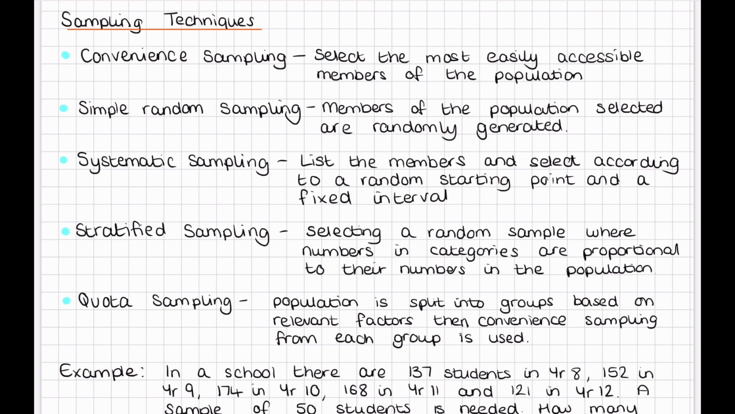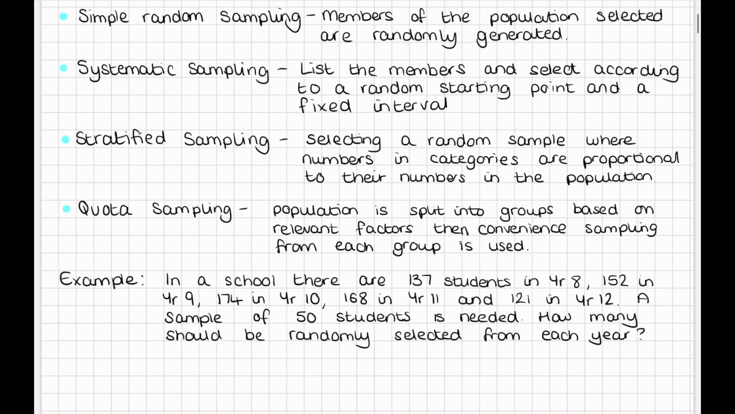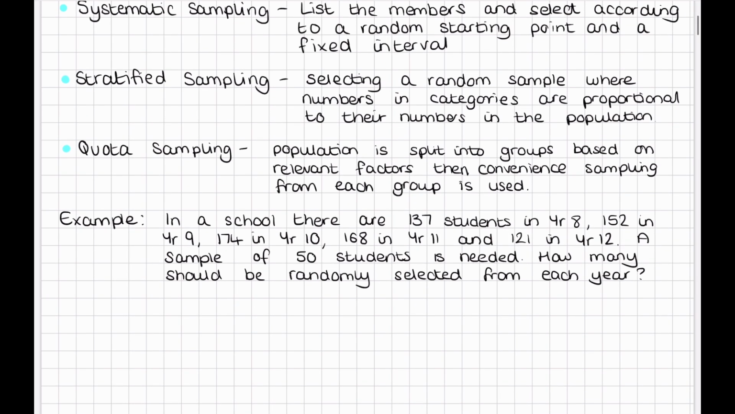Quota sampling, population is split into groups based on relevant factors, and convenience sampling from each group is used. Just have a quick example here of stratified sampling. So in a school, there are 137 students in year 8, 152 in year 9, 174 in year 10, 168 in year 11, and 121 in year 12. A sample of 50 students is needed. How many should be randomly selected from each year?